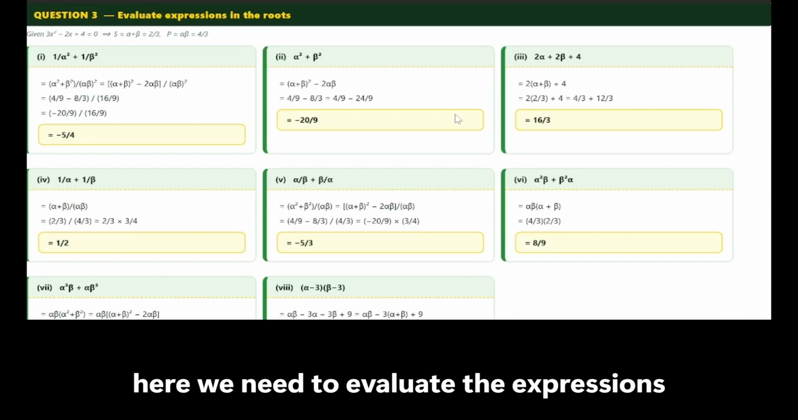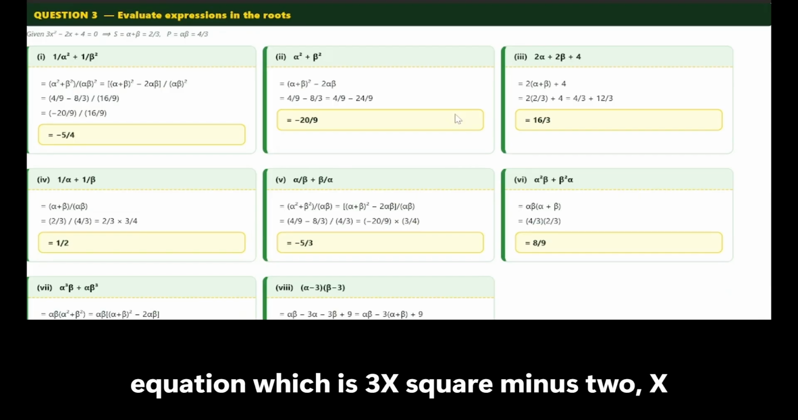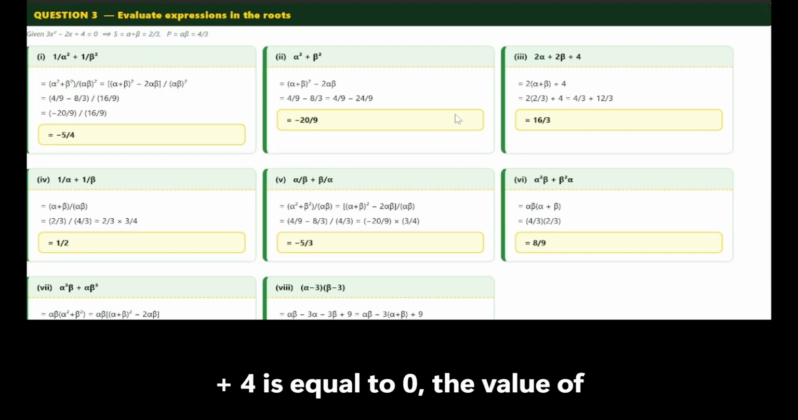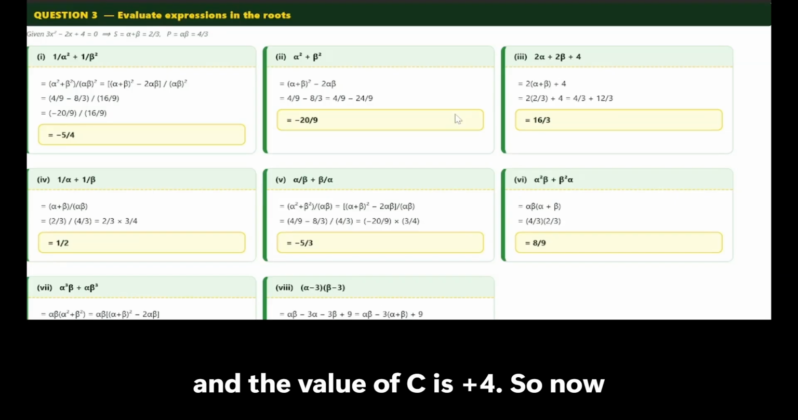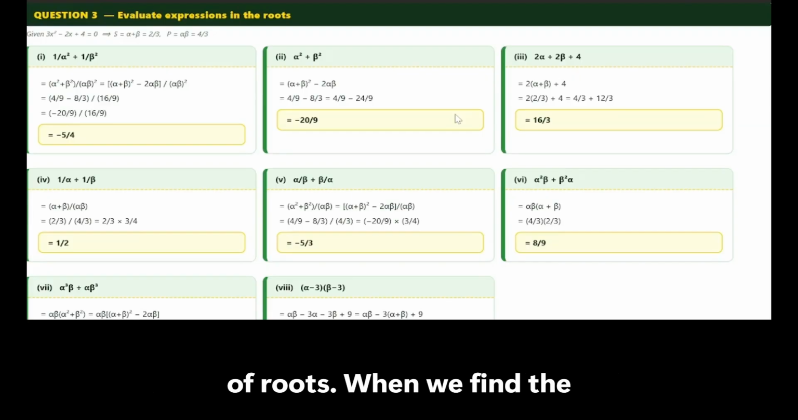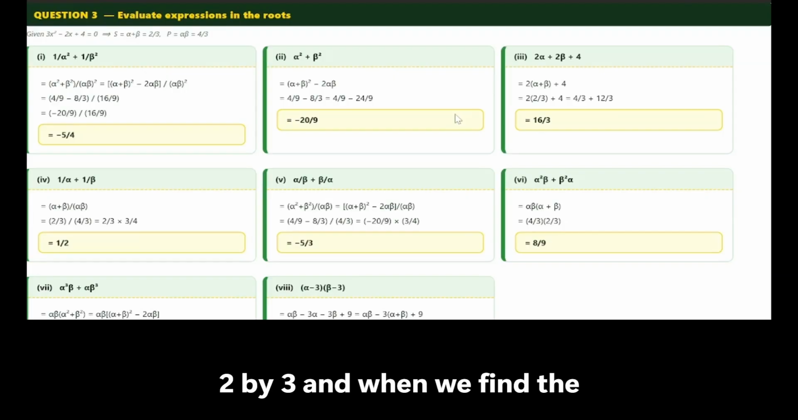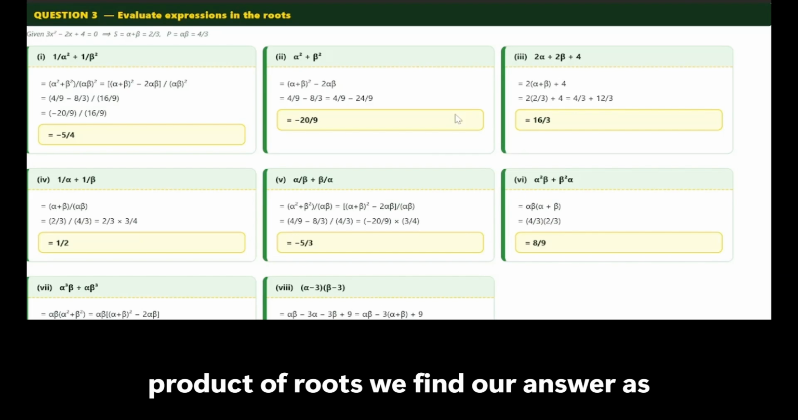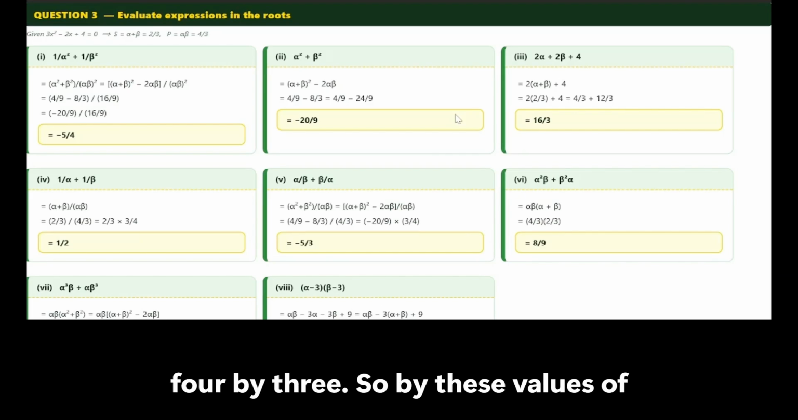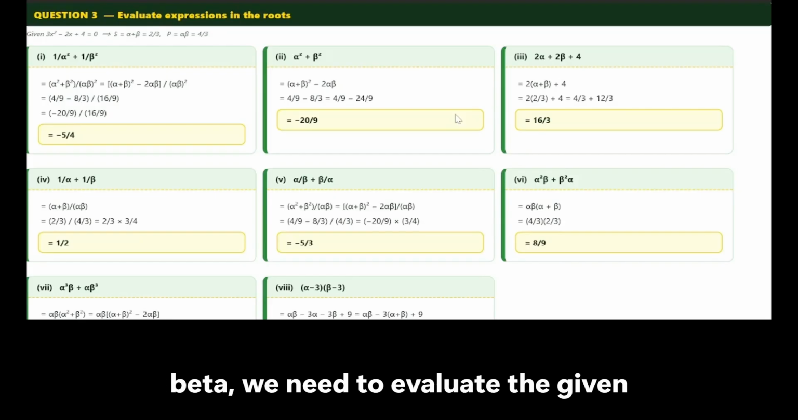Here we need to evaluate the expressions in the roots. Suppose we have a quadratic equation, which is 3x squared minus 2x plus 4 is equal to 0. The value of a is 3, the value of b is negative 2, and the value of c is positive 4. So now we need to find the sum and the product of roots. When we find the sum of roots, we get our answer as 2 by 3, and when we find the product of roots, we find our answer as 4 by 3. So by these values of alpha added with beta and alpha into beta, we need to evaluate the given expressions.